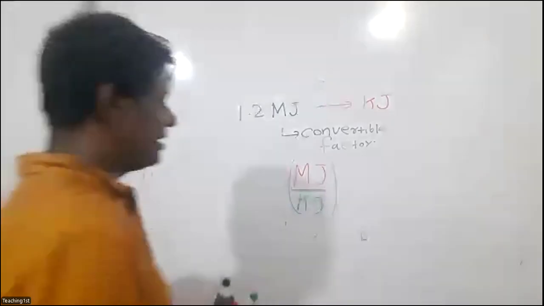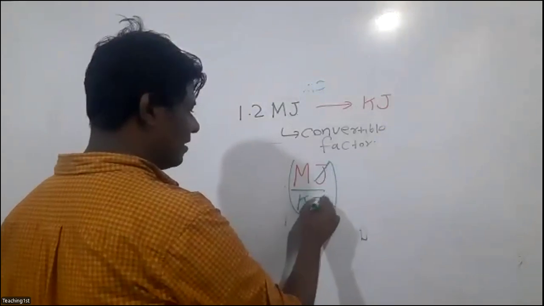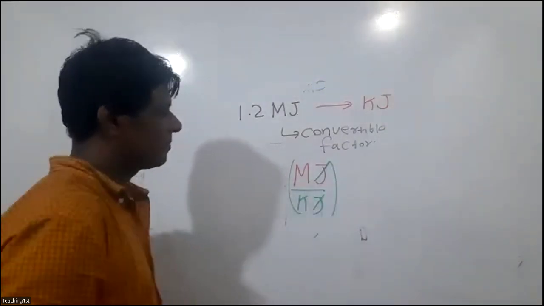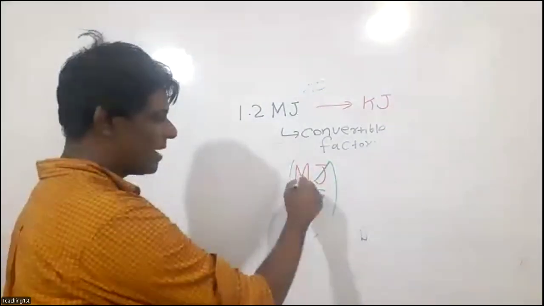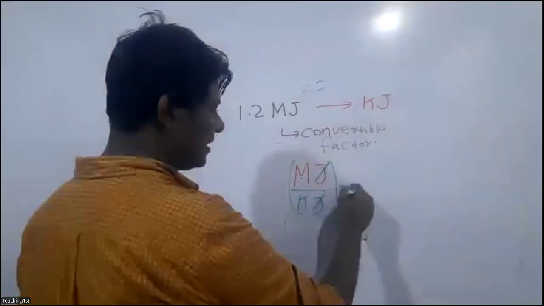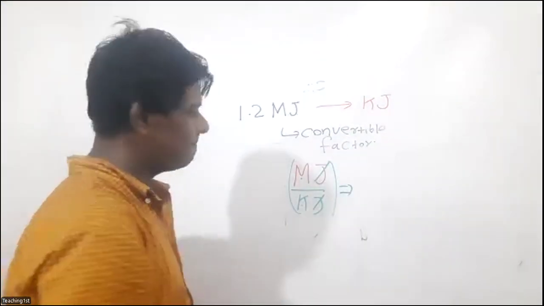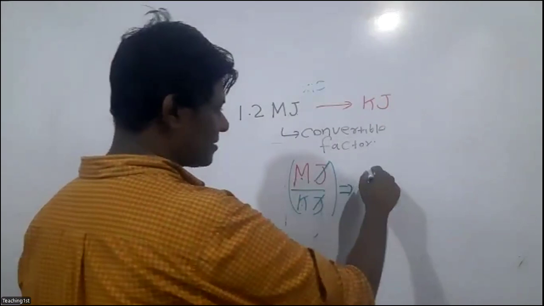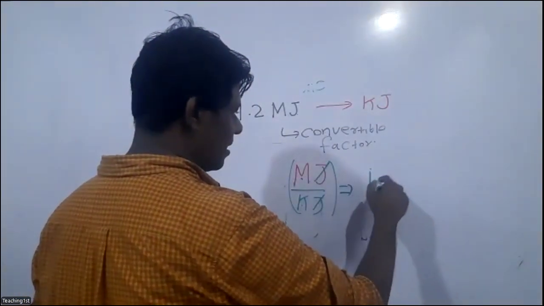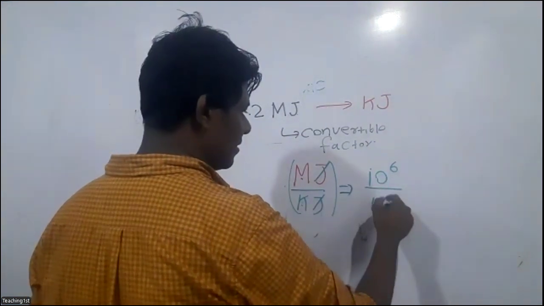Now have a really good look at joule and joule cancel off. Mega over kilo will be there. I just did a certain example, 8 examples, the previous time. What is mega? 10 to the power 6. And what is kilo? 10 to the power 3.